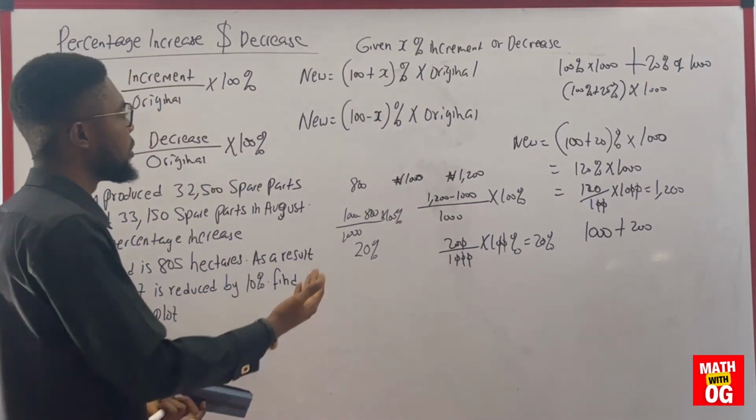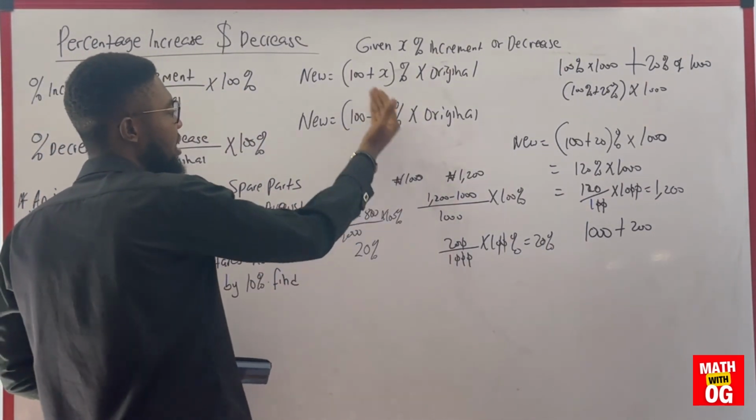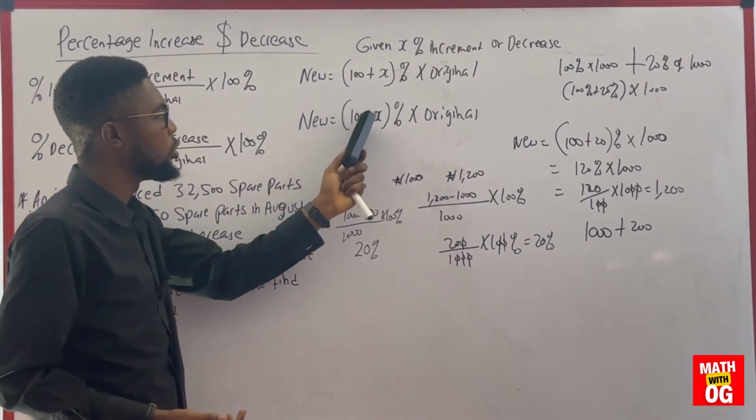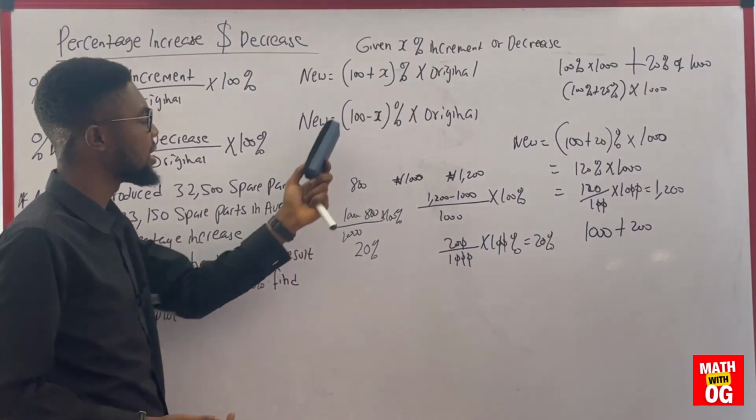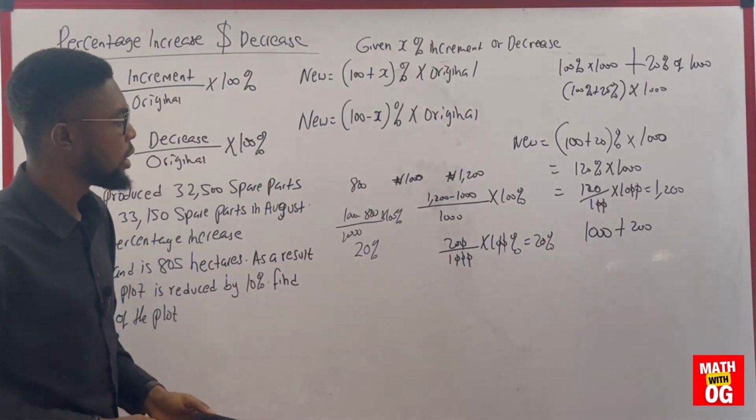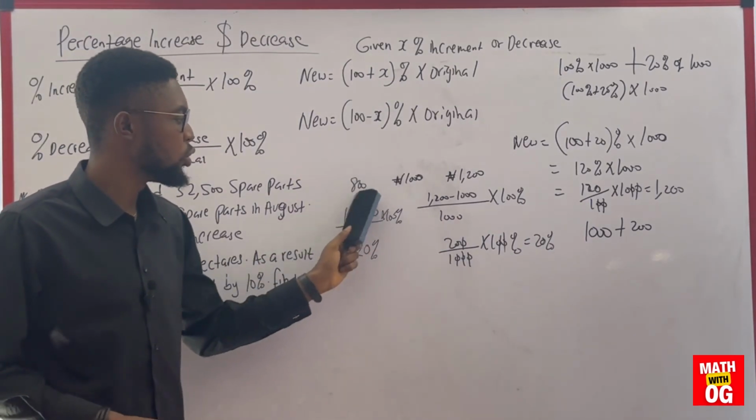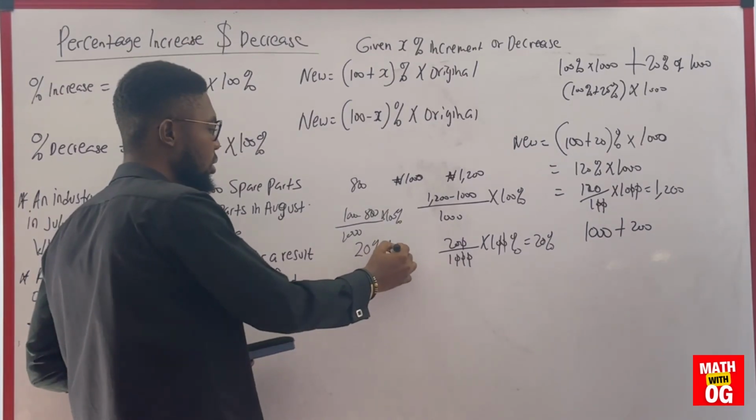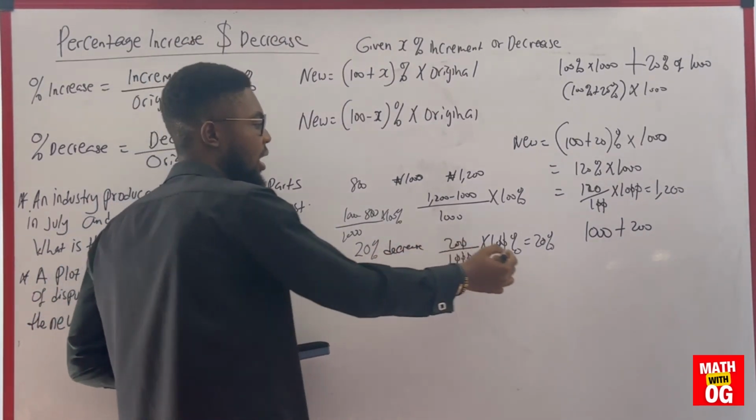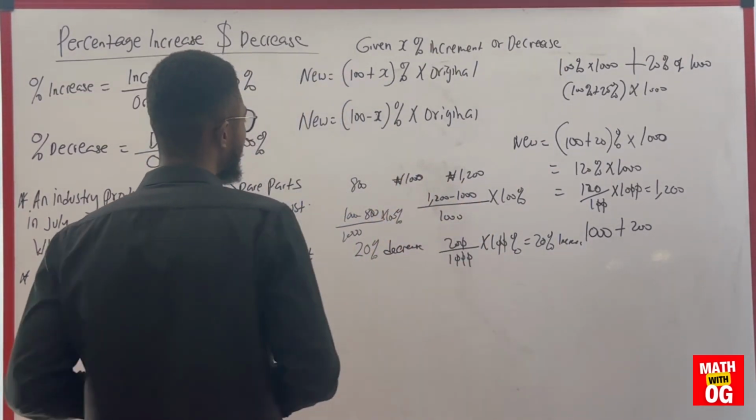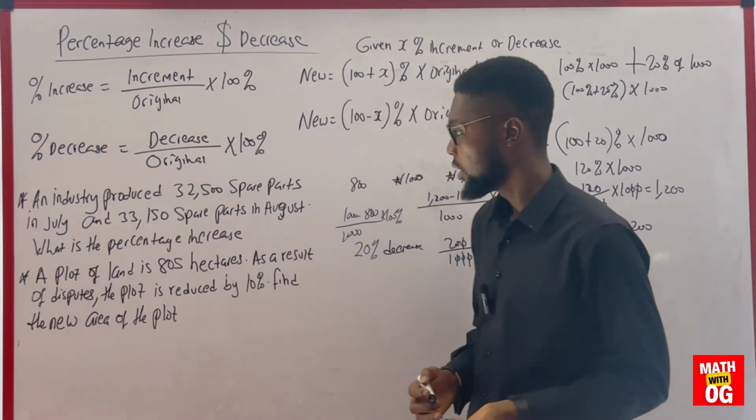Similarly, if your salary is reduced by 20%, what will be your new salary? Plug in your 20% here. 100 minus 20, that is 80%. 80% of 1,000 naira will give you 800 naira, which we used in getting the 20% decrease. Remember here we got a 20% decrease, and here we got a 20% increase. So that's that for these formulas. I believe that they are quite straightforward.